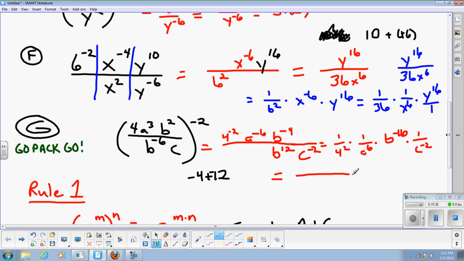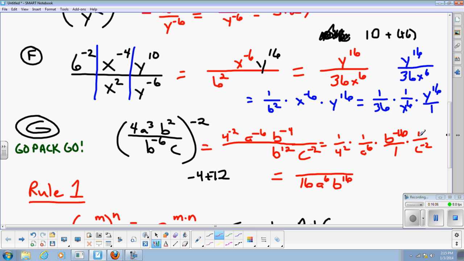Fraction bar, looks like I'm in a fraction. 1 over 4 squared. So 4 squared is 16. That will stay in the denominator. 1 over a to the 6th, that will stay in the denominator. I have b to the negative 16. So that's like b to the negative 16 over 1. That means put it in its reciprocal location. So instead of multiplying on the top, it's going to do some division from the bottom, and I'm going to have b to the 16 on the bottom.